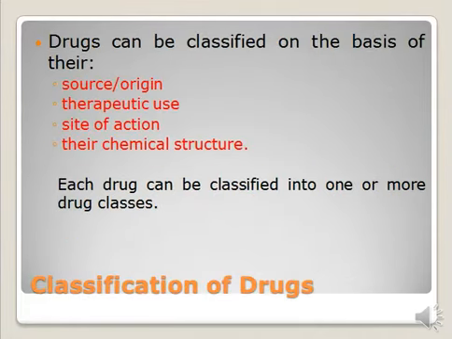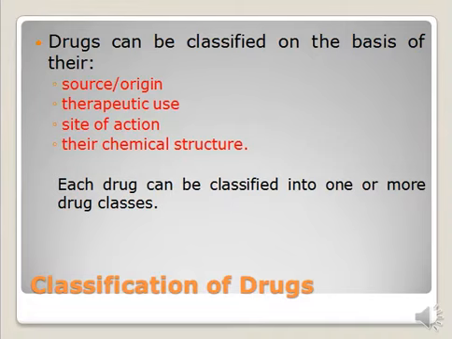So next we go to the classification of drugs. Drugs can be classified on various bases. Basically there are 4 criteria on which we can classify the drugs. Number 1, drugs can be classified on the basis of their source of origin.